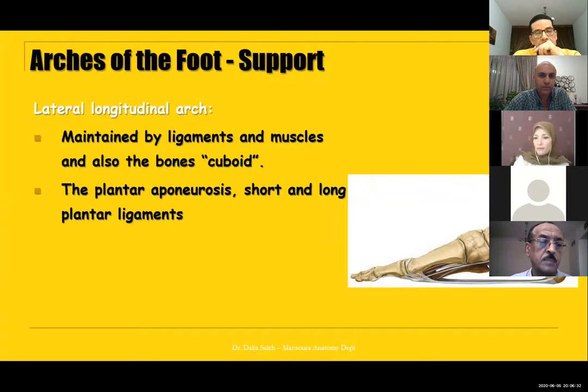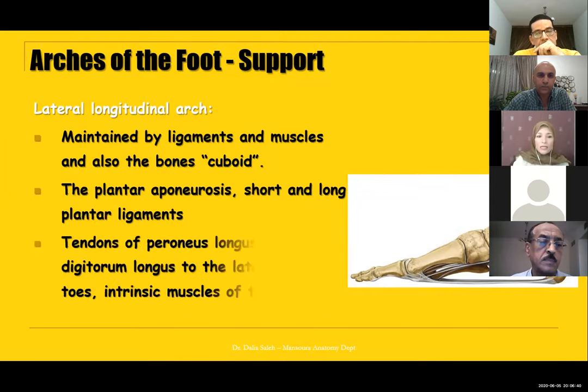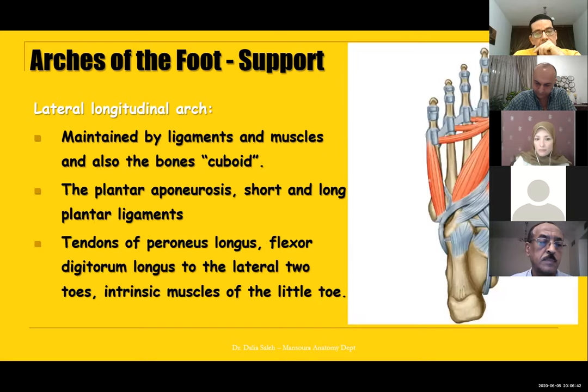For the ligaments, we have the plantar aponeurosis and the long and short plantar ligaments that hold the calcaneus to the cuboid. For the tendons and the muscles for this arch, we have the peroneus longus tendon and the short muscles for the little toe.